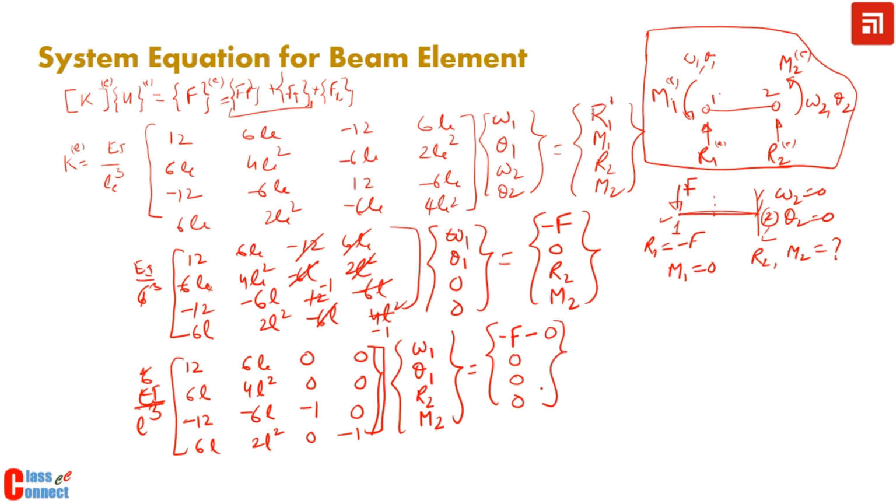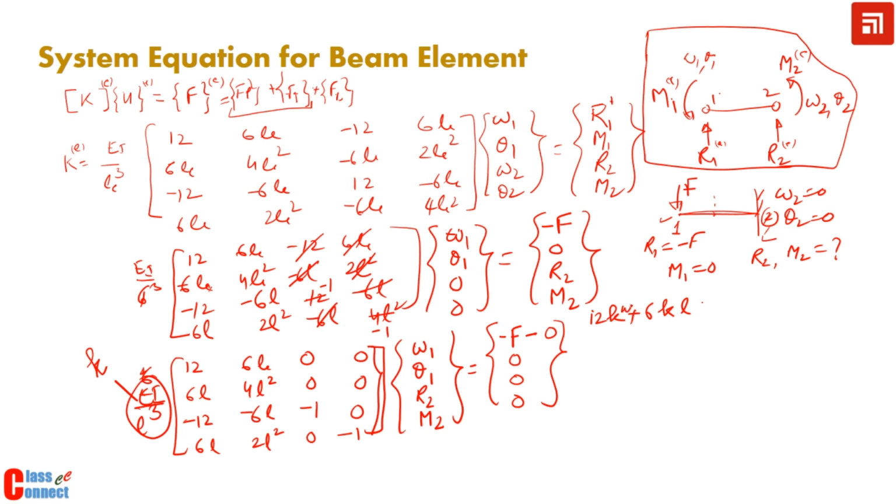Now I can write down these four equations. Let me use EI by L cube as K. So I write here 12K, this first equation, this multiplied by this, plus 6KL.